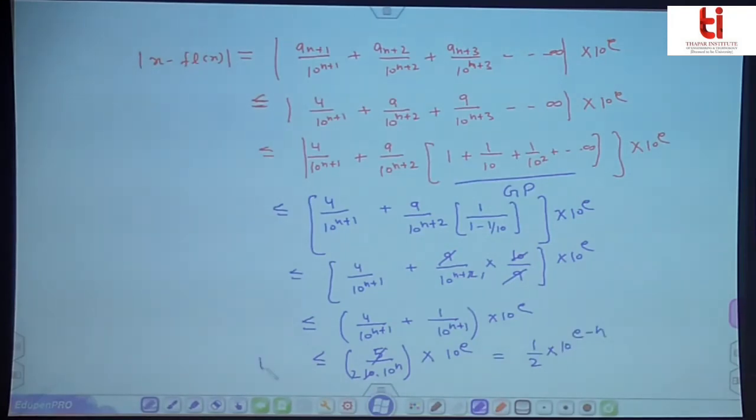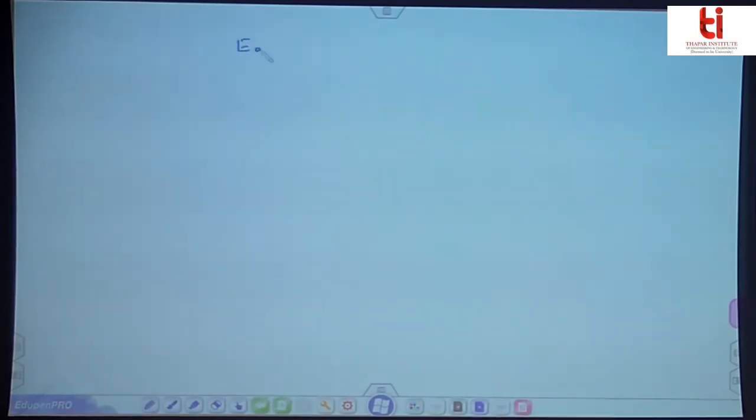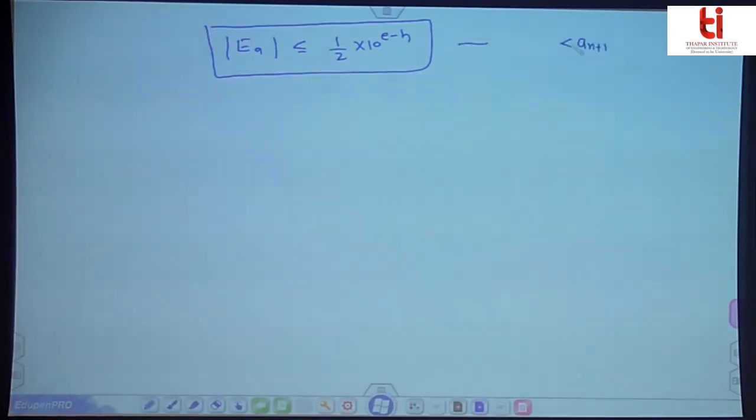So this is what? This is your absolute error. So we are getting here the absolute error E of a is less than or equal to 1 by 2 into 10 raised to power e minus n. Whenever a_{n+1} is less than 5, it is equal to 0. Okay. Next we are taking case 2.